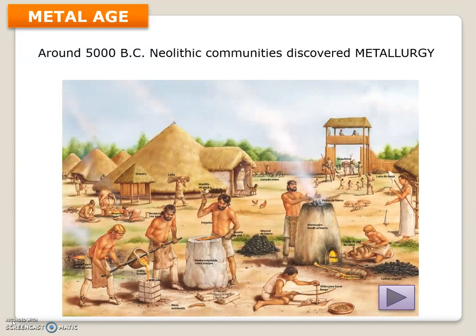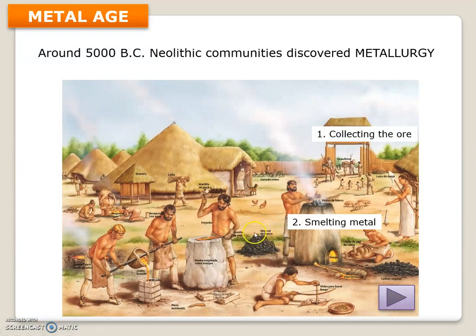Look at the picture. This is a normal village in the Metal Age, and the first thing that these people had to do is to collect the ore. The ore is the mineral of metal. This ore was collected in several mines in different places and brought to the camp or to the village to transform it into metal. You can see the second stage here, that was smelting the metal.